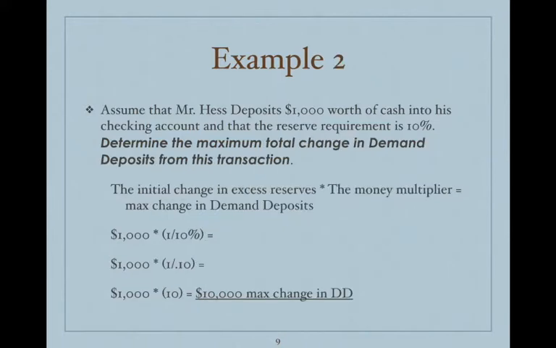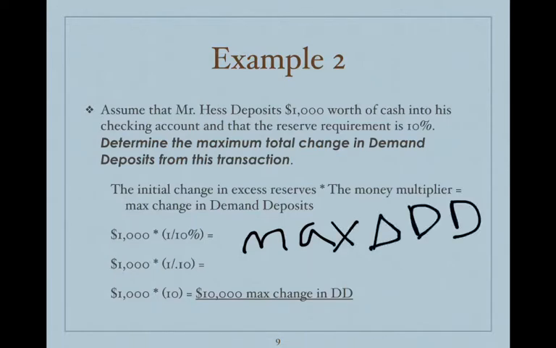Okay, now once I figure that out, the next thing they're going to want me to figure out is, what is the maximum total change in demand deposits? Okay, what is the maximum total change in demand deposits? And if you remember, the way we had abbreviated this was max delta symbol DD. All right, and the max change in our demand deposits is going to be whatever is our initial change in reserves. So in this case, it'll be the $1,000 that I decided to put inside of my bank account times whatever my money multiplier is.